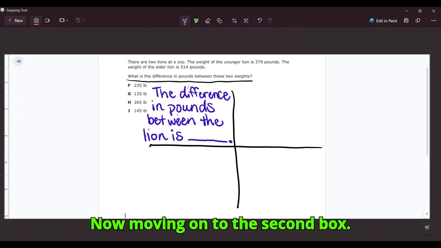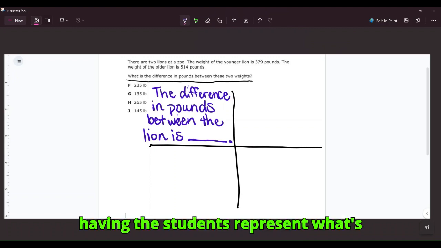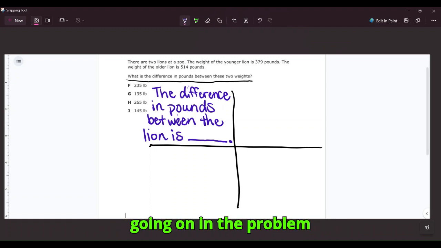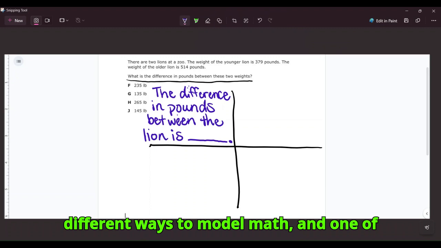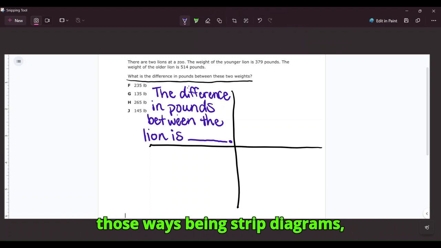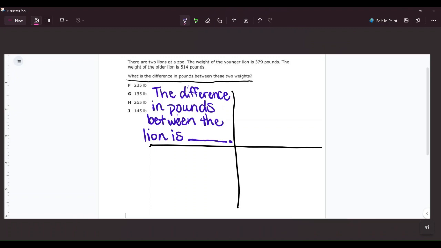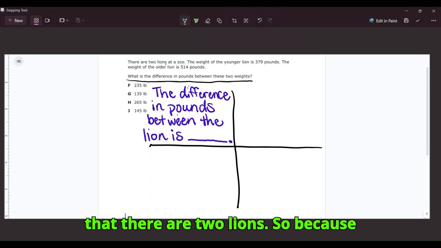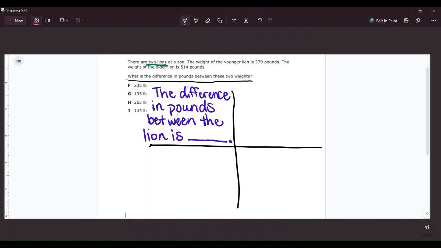Now, moving on to the second box. For the second box, we're going to be having the students represent what's going on in the problem using a representation. In this case, since I've talked about the different ways to model math, and one of those ways being strip diagrams, I'm going to be using strip diagrams to model this problem. If we go back into the problem, we see that there are 2 lions. So because there are 2 lions, I'm going to have 2 strip diagrams.